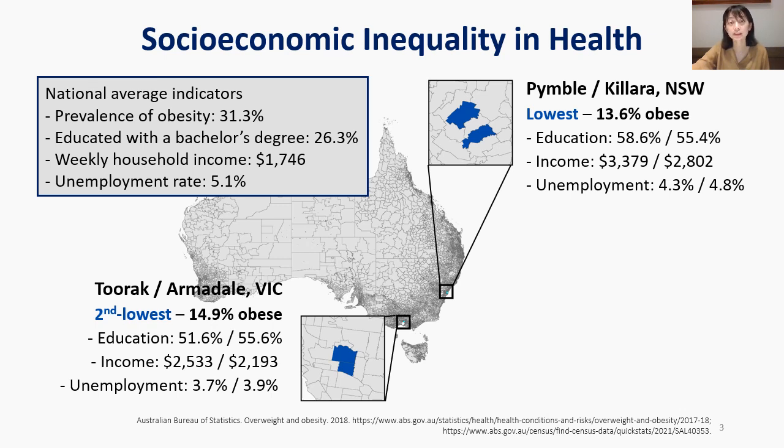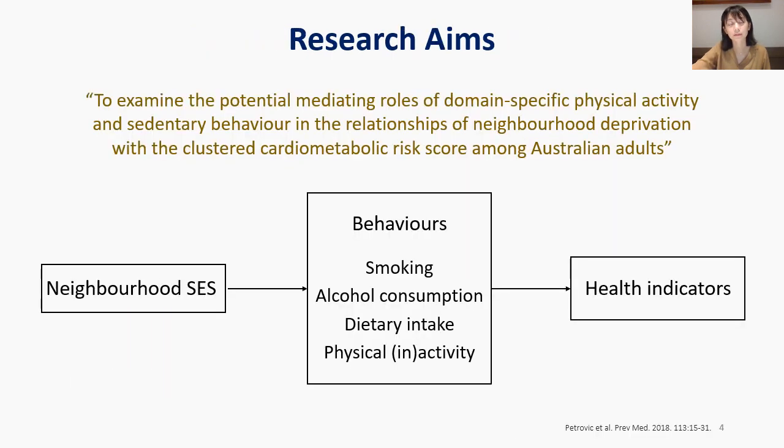So it is important to understand the potential mechanisms through the behaviors of the socioeconomic inequalities in health. Established studies have examined the roles of some specific health-related behaviors in the relationship, but they mainly investigated other behaviors such as smoking, alcohol consumption, and dietary intake.